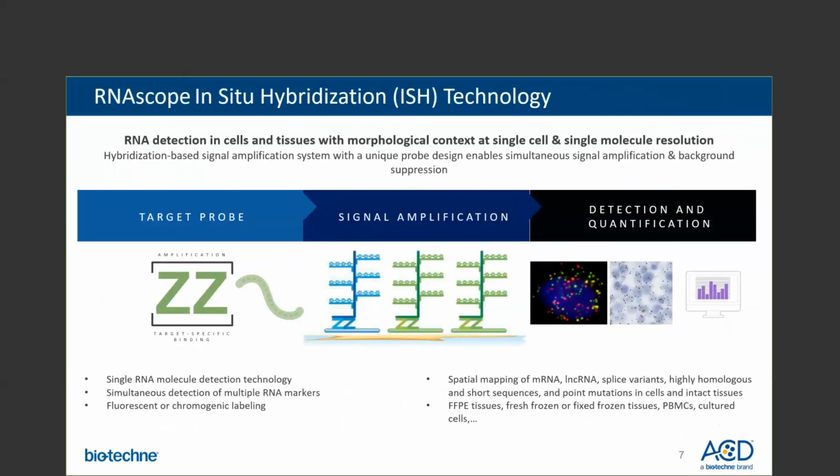The RNAscope technology is an ideal spatial analysis tool to interrogate complex tissues. It is a highly specific and sensitive method to detect RNA biomarkers in cells and tissues with morphological context at the single cell level. It consists of three parts: a unique target probe that ACD designs against your sequence of interest, signal amplification system that generates a high signal to noise ratio, and lastly, visualization of single RNA molecules as dots. The assay allows for spatial mapping of mRNA, long non-coding RNA, splice variants, and highly homologous sequences in cells and intact tissues, all of which can be visualized with either chromogenic or fluorescent labels.